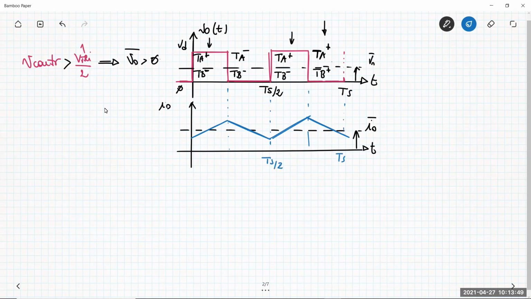Something like this. So this is the first case. Let me call it 1. So I naught is positive, and then you can have that I naught minimum and I naught maximum are both positive.